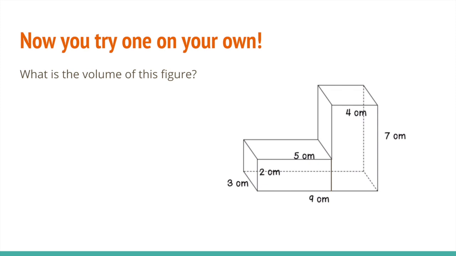So you can see that the shape's dimensions here and here are different. So I see 3 by 2 by 5, and I see 4 by 7 by 3. Where did I get 3? Right here. You can see that this width is the same as this one. The first shape came out to a volume of 30, and the second shape came out to a volume of 84. Add those together for a total of 114 cubic centimeters.